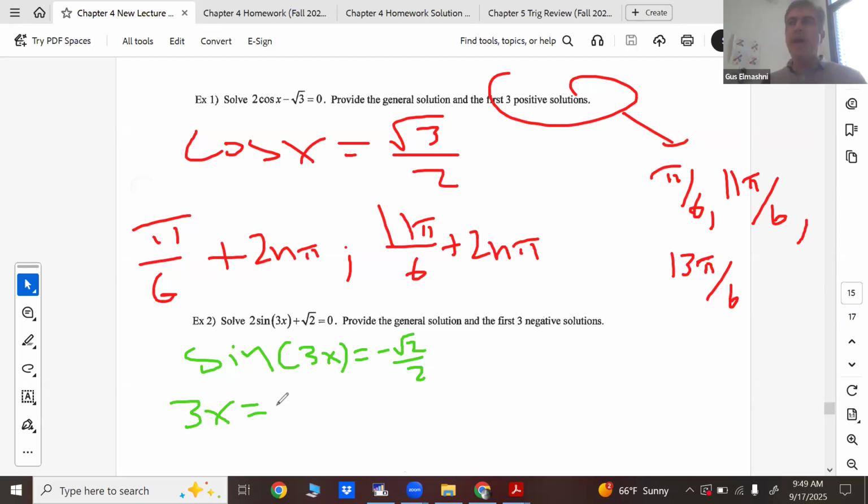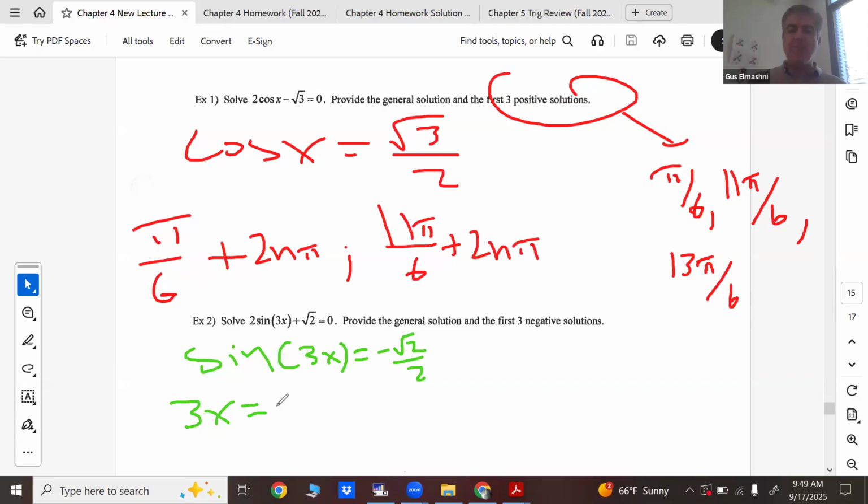Okay. So 3x is going to equal... The angle right now is not x, it's 3x. So 3x is going to equal the inverse sine of this, but we have to find where the y-coordinate in the circle is negative root 2 over 2. That should be at Q3 and Q4. So that would be 5 pi over 4 and 7 pi over 4.